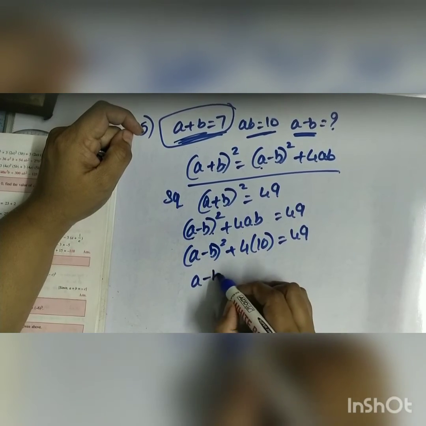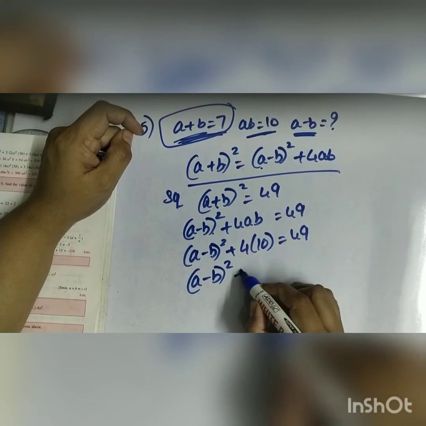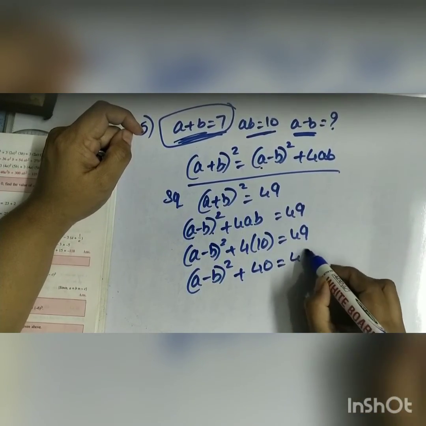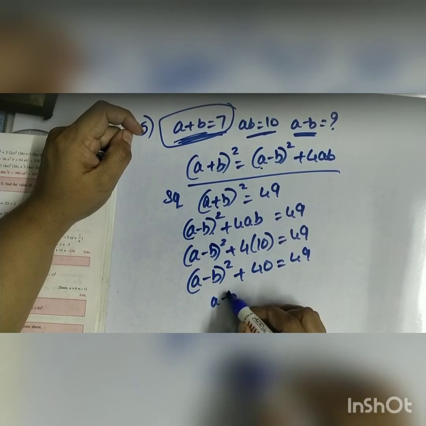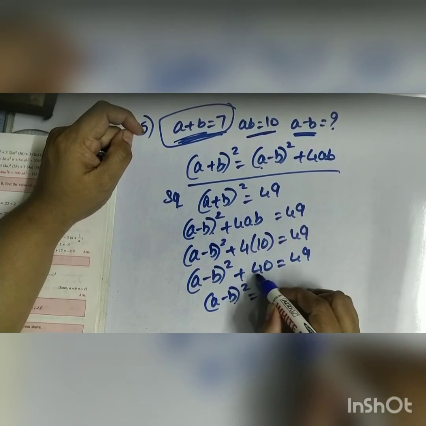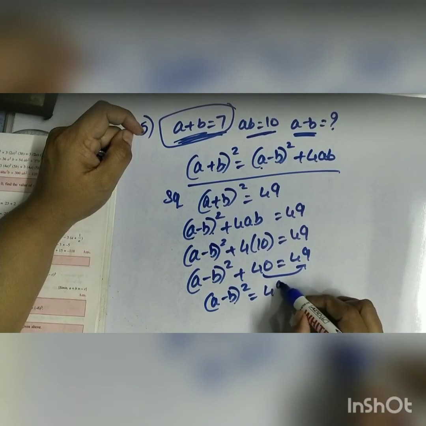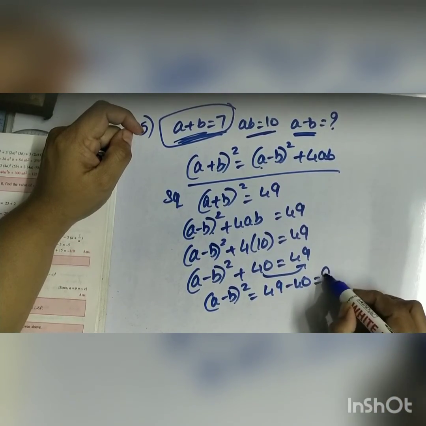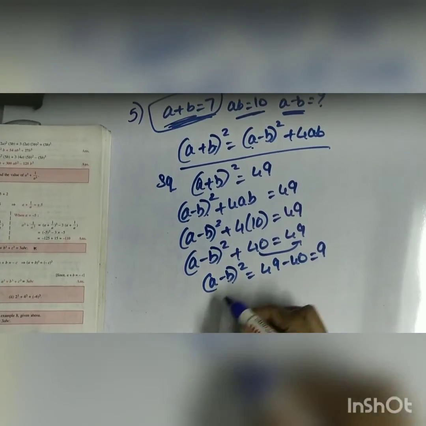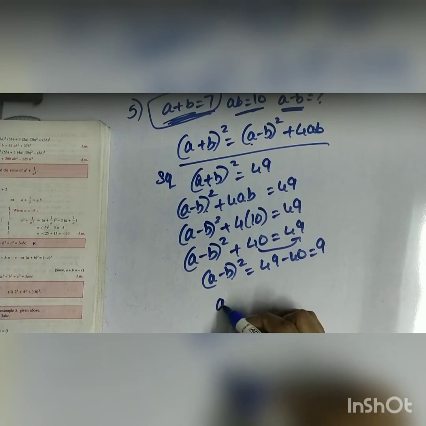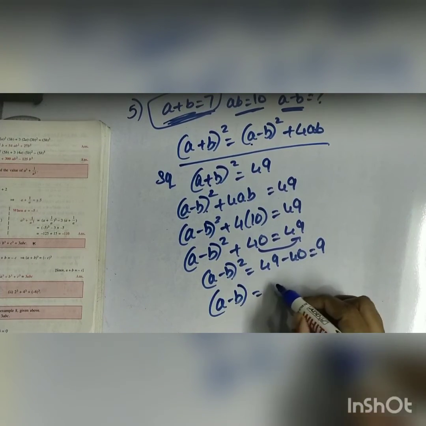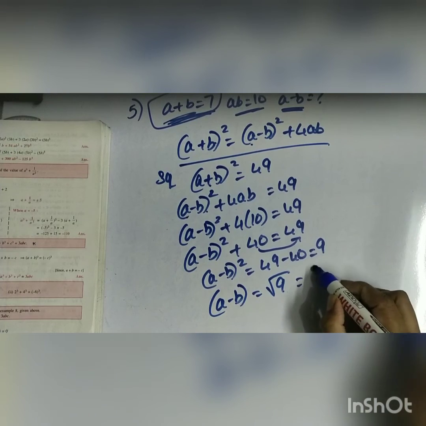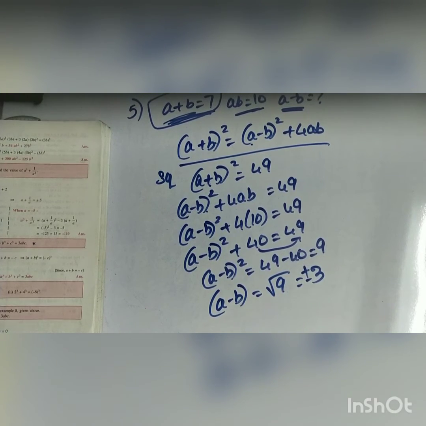So A minus B whole square plus 40 is equal to 49. So which further, A minus B whole square is equal to, when we shift it this side, 49 minus 40 is equal to 9. So we have got a square value here, whereas A minus B is nothing but square root of 9, that is 3, plus or minus 3.